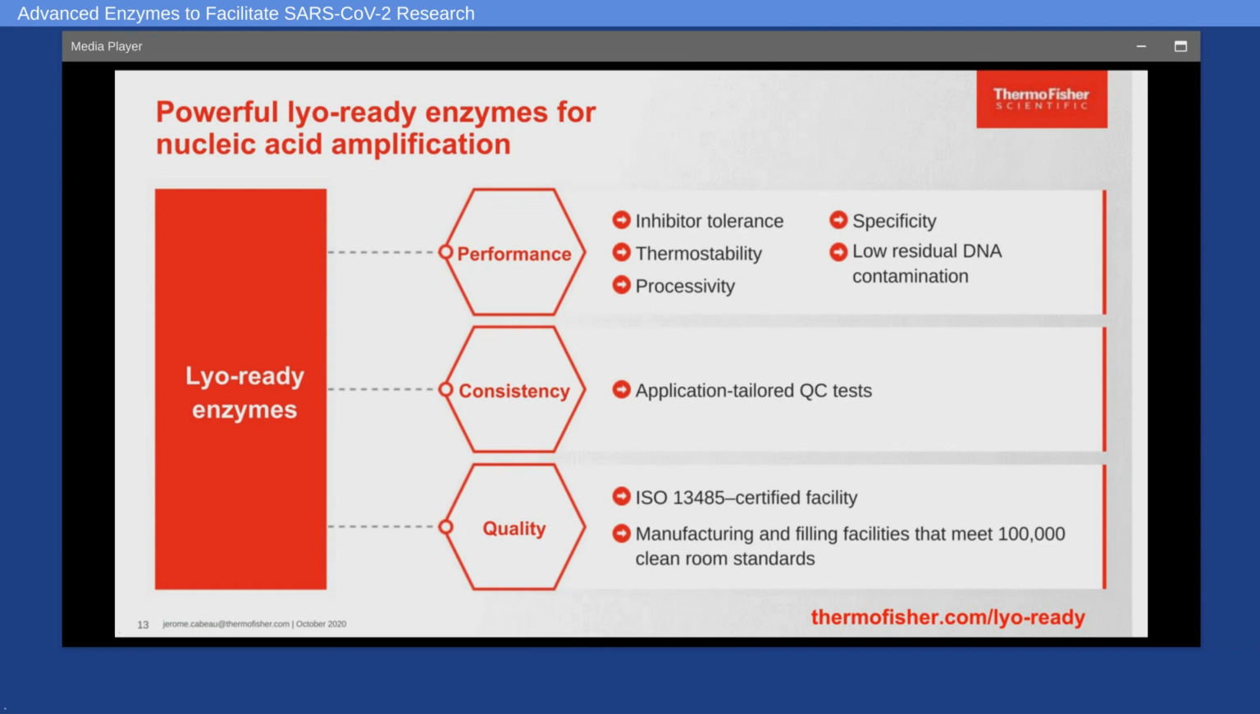And for quality, it is good to pick an ISO certified, high quality facility to manufacture lyo-ready enzymes.